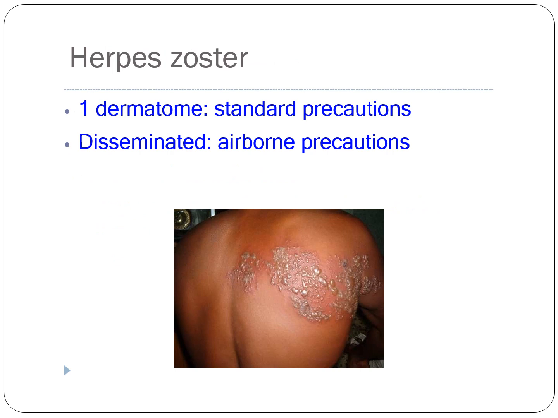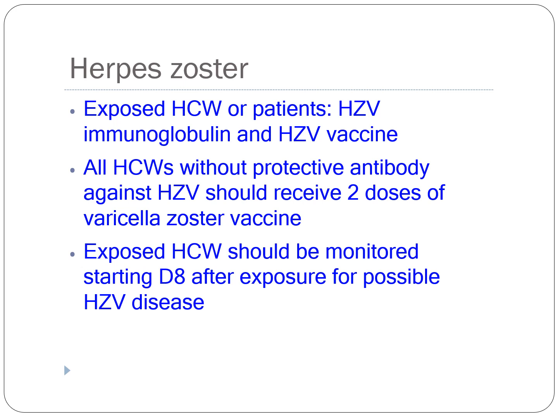Herpes zoster, let us see the precautions that should be applied. For herpes zoster, standard precautions and airborne precautions need to be followed. This is disseminated. Exposed healthcare workers or patients need to have herpes zoster virus immunoglobulin and vaccine. All healthcare workers without protective antibodies should receive 2 doses of vaccine, and exposed professionals should be monitored starting from day 8 after exposure for possible disease.